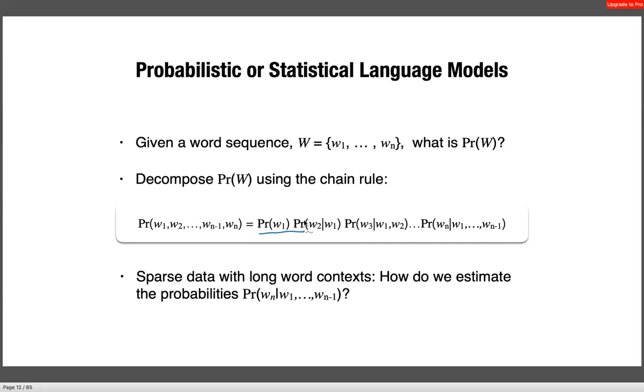Okay, so you see that you start with just probability of W1 followed by probability of W2 given W1, W3 given W2, and then slowly you end up with these factors which are looking at the probability of a word given very long contexts, right? And when you have these long word contexts, then immediately you're going to run into a sparsity problem, which is how do I estimate these probabilities? So I'm looking for the word denoted by Wn in the context of the word sequence W1 to Wn minus 1. Okay, so how would I go about estimating such probabilities, especially when I have long word contexts?